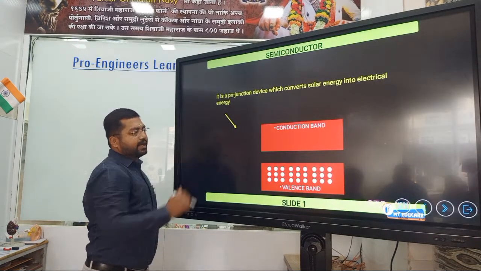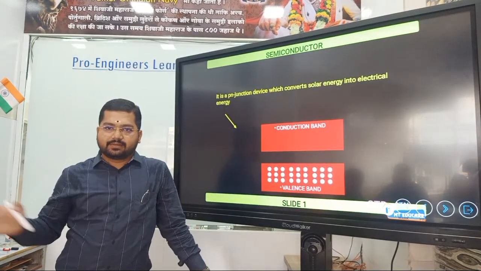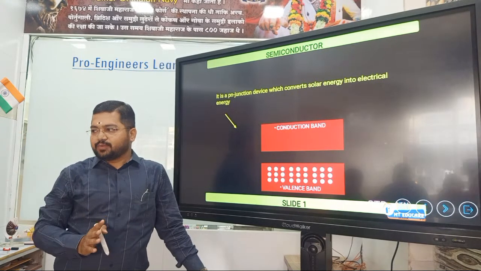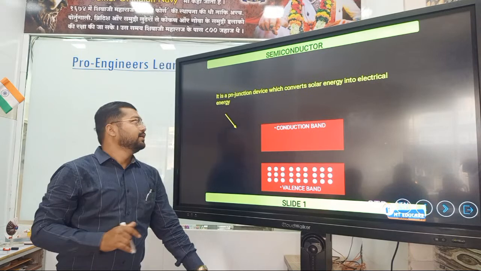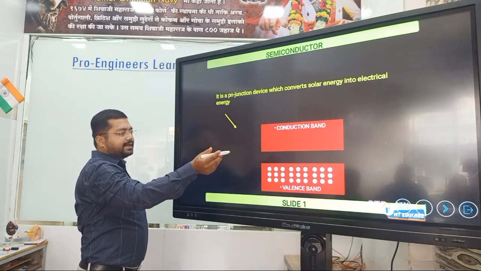Yes, we are talking about the solar cell. The next concept is the solar cell. We are done with the oscillator, so now it's time to understand the solar cell. It is a PN junction device which converts solar energy into electrical energy.